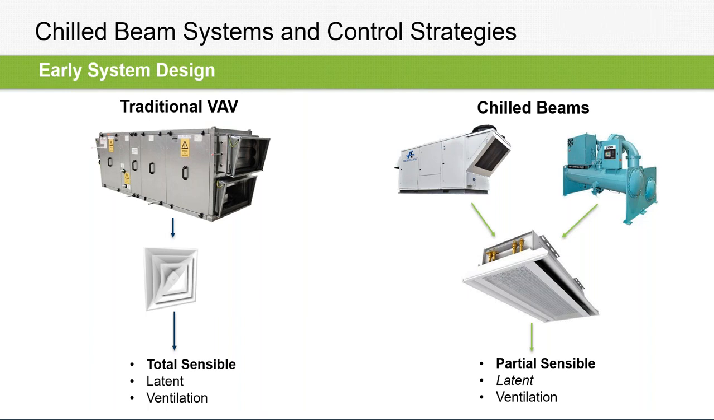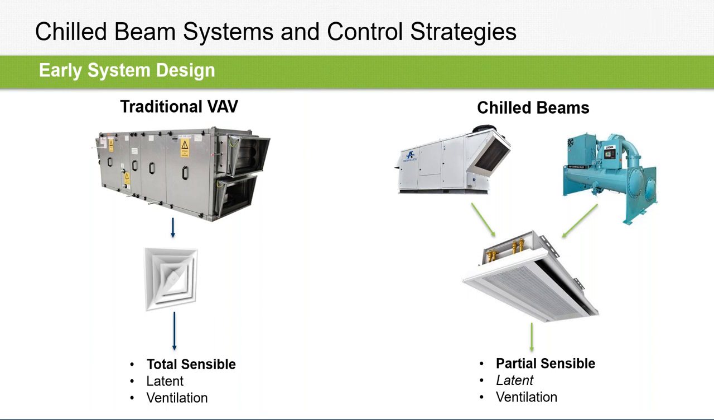Compare that to a chilled beam system. It's a little bit different because we have the air handler doing partial sensible, usually a minority, hopefully below 50% or even down to the 20s and 30% of your total sensible capacities. But your chiller is also coming down, touching the space through the chilled beam. That's going to be doing the rest of your sensible. But the latent is actually still all handled by the air handler.